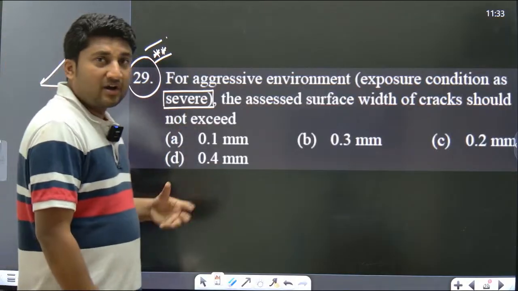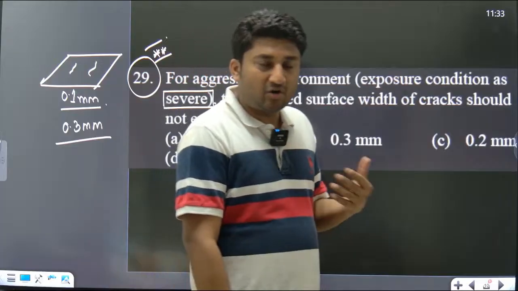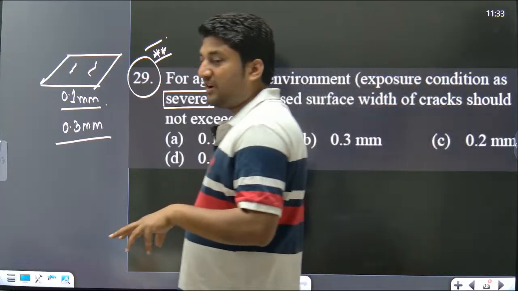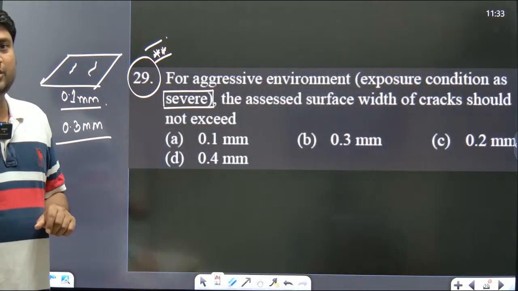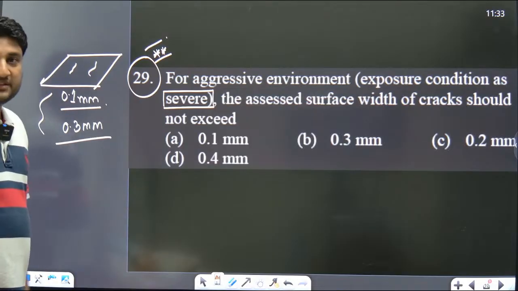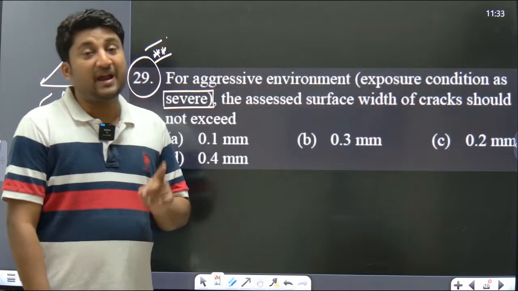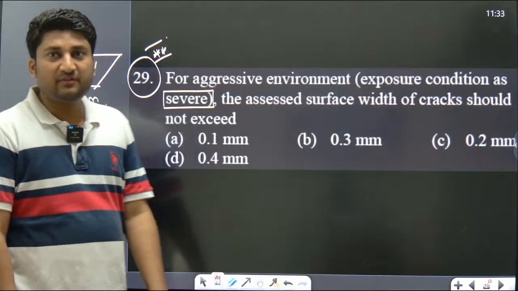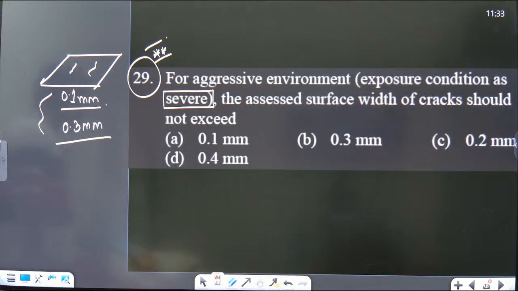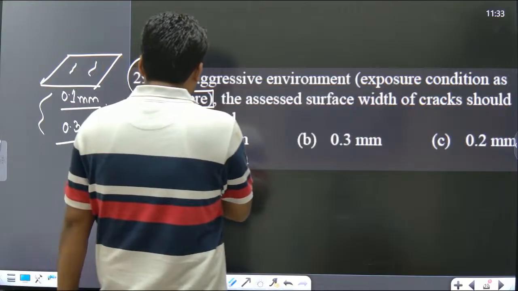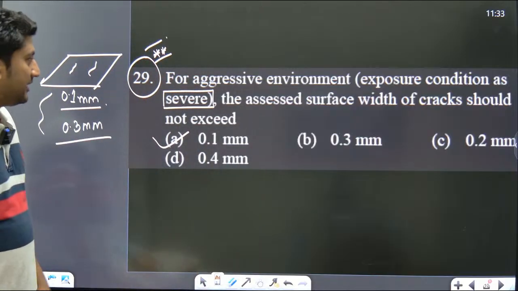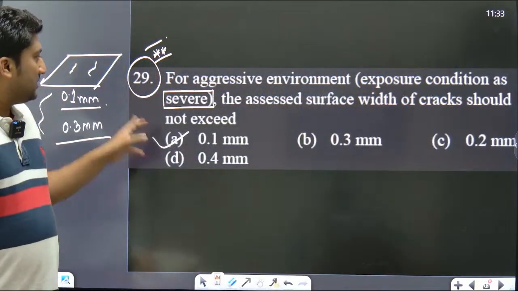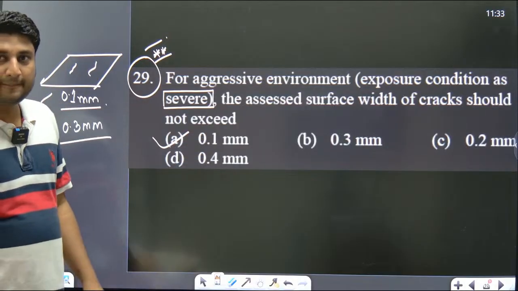And whenever the concrete is in contact with aggressive soil or aggressive moisture, then it should not exceed 0.2 mm. So you just need to remember these values: for severe condition it should not exceed 0.1 mm, and in any case it should not exceed 0.3 mm. Understood everyone? Clear everyone? So the answer here is 0.1 mm. Okay, we'll move on to the next question. Please note it down in your copy. I'm pretty sure that you won't get this data in your copy. Understood?